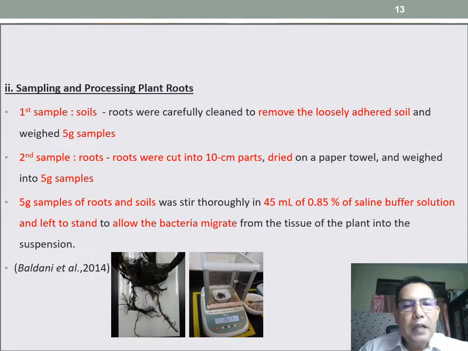Sampling and processing plants' roots. First sample, soil. Roots were carefully cleaned to remove the loosely adhered soil and weighed into a 5 gram sample. Second sample, roots. Roots were cut into 10 cm parts, dried on a paper towel and weighed into a 5 gram sample. Next, 5 gram samples of roots and soil were stirred thoroughly in 45 ml of 0.85% saline buffer solution and left to stand to allow the bacteria to migrate from the tissue of the plant into the suspension.